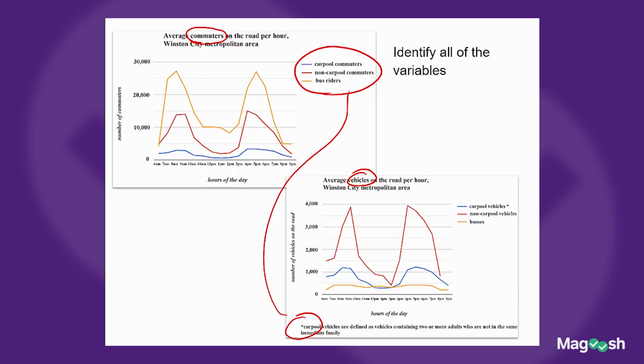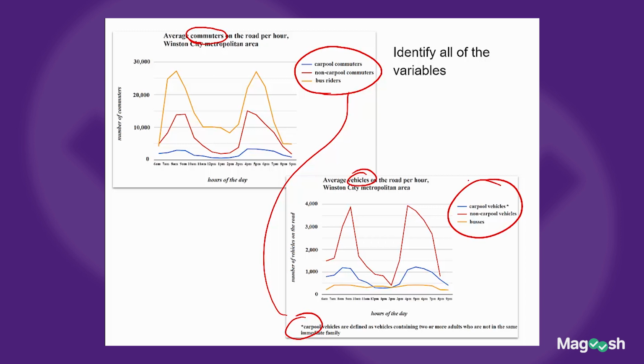So we know that carpool commuters are people who ride together to work every day, possibly school, and they are not in the same family. They're sharing a car. They're sharing a ride to get to that place. Non-carpool commuters, people who are driving, but who are not sharing a ride with somebody outside of their immediate family. And then we've got bus riders in the first line graph there.